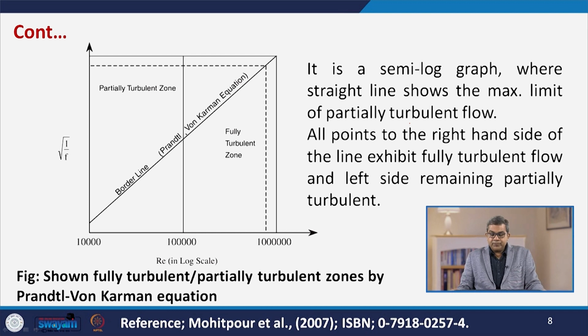Now, here you see that it is a semi-log graph where the straight line shows the maximum limit of partially turbulent flow. All points to the right hand side of the line exhibit fully turbulent flow, and the left hand side remains partially turbulent. These are the fully turbulent and partially turbulent zones given by the Prandtl-von Karman equation.